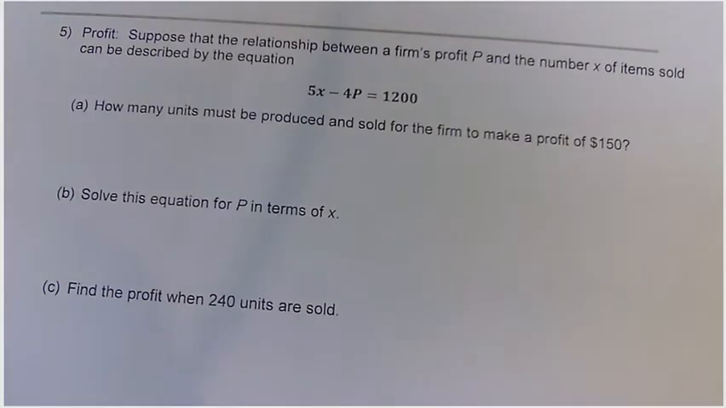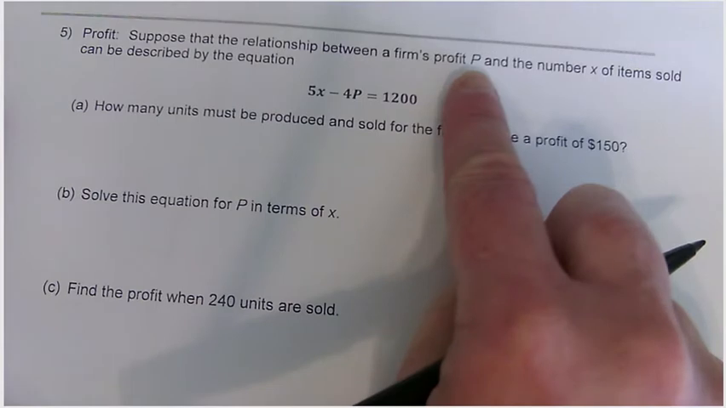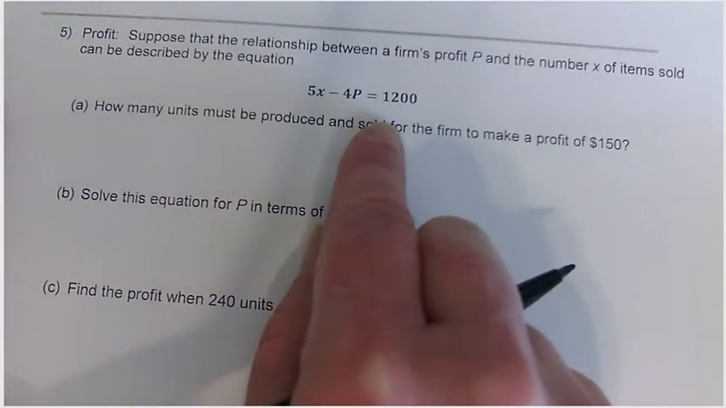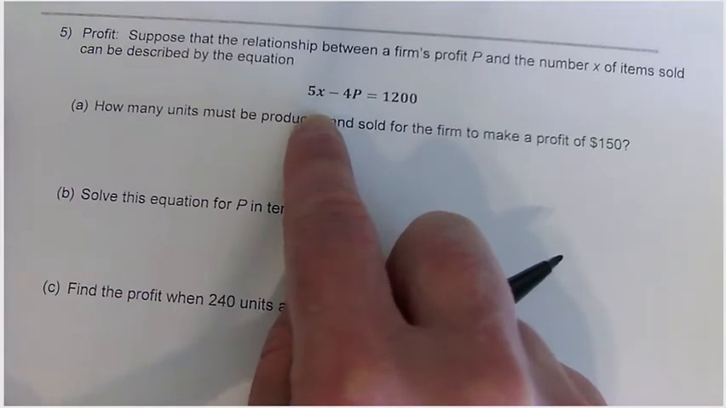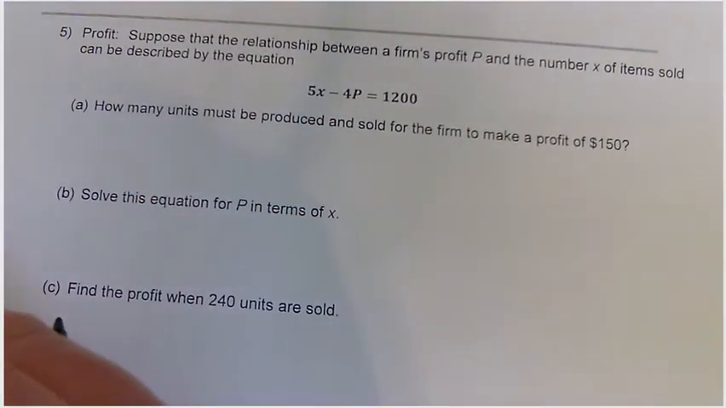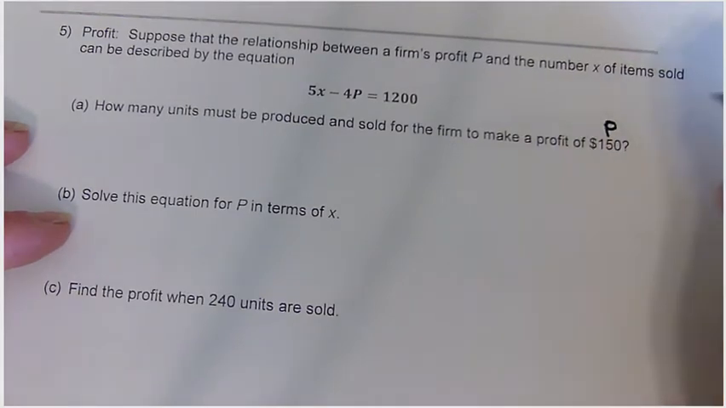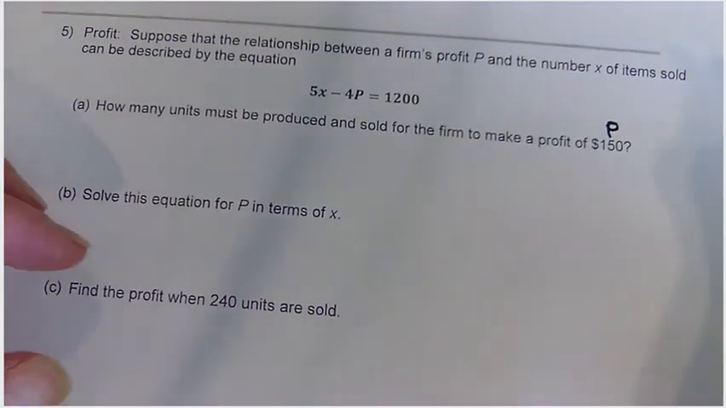All right, so we have two variables in this equation, and this is the relationship between the firm's profit and the number of items sold. So P is profit, X is the number of items sold. How many units must be produced and sold for the firm to make a profit of 150? So profit of 150, that's P. So we're going to plug that in for P.